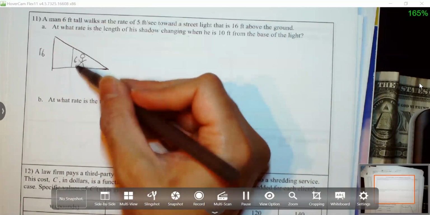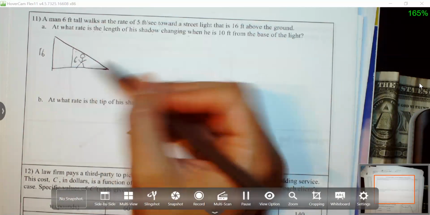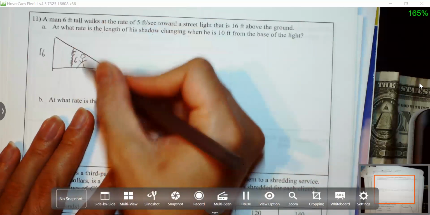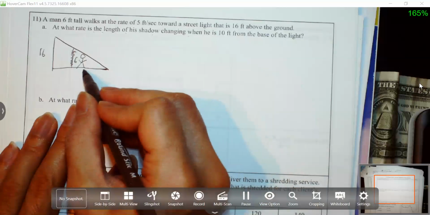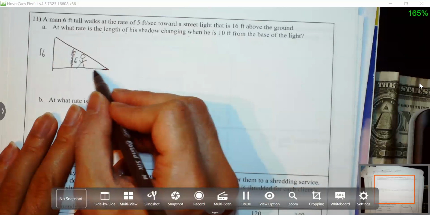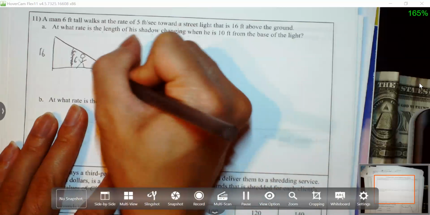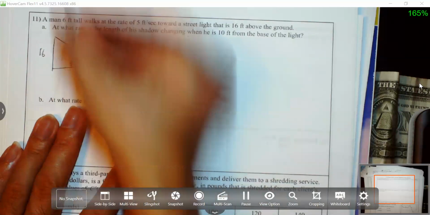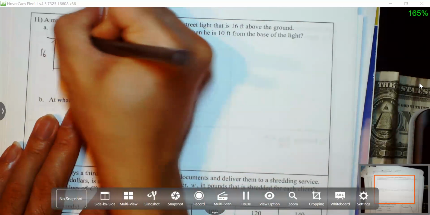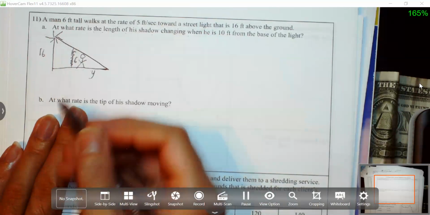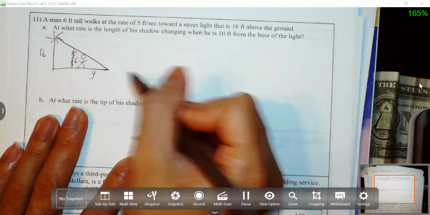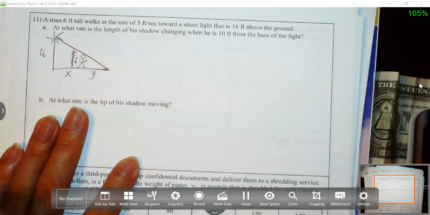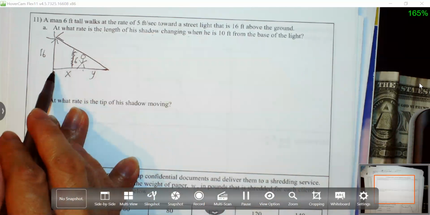So what we're doing is we're basically creating a similar triangle situation here. Now, actually, I'm not going to draw this line. The line will be the man. We want to know the rate that the shadow is changing, so we'll call that y. The shadow's length is y, from the man to where the end of his shadow is. This is the light, bright light shining here. There's another distance that we'll call x, and that's how far he is from the lamppost.